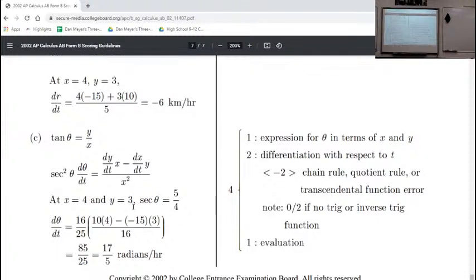So 5 over 4, and then that's going to get divided. So I should get 17 over 5. 85 over 25, which simplifies to 17 over 5. Radians per hour is my unit. My theta there is in radians, and then per hour for my dt.